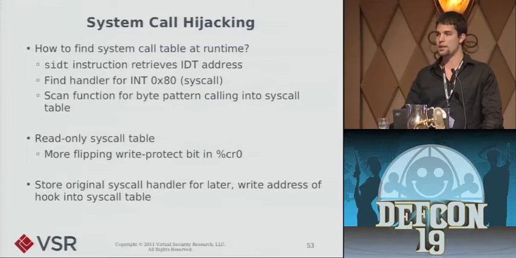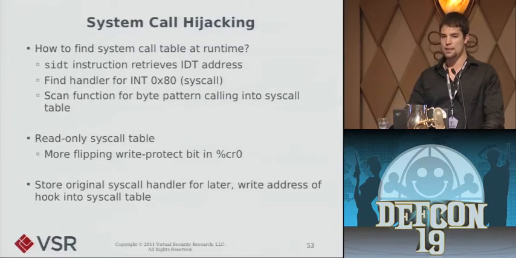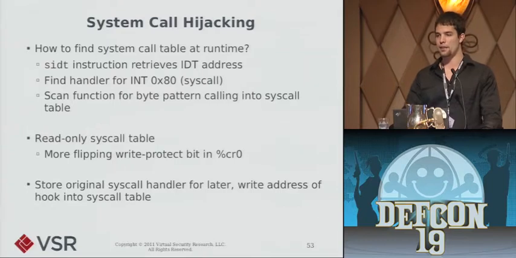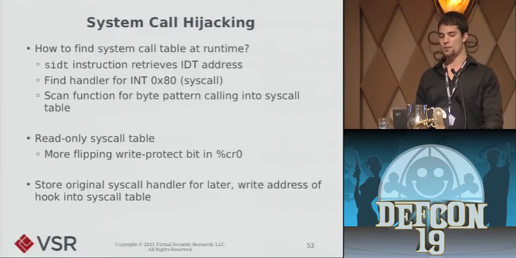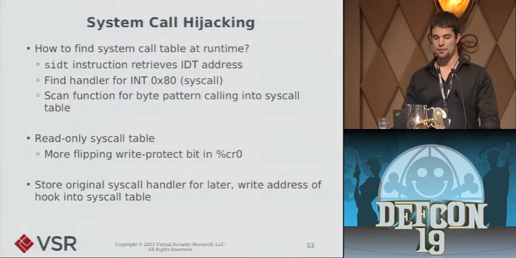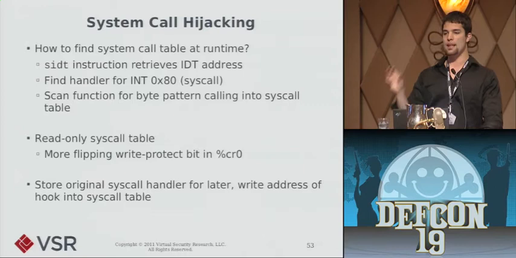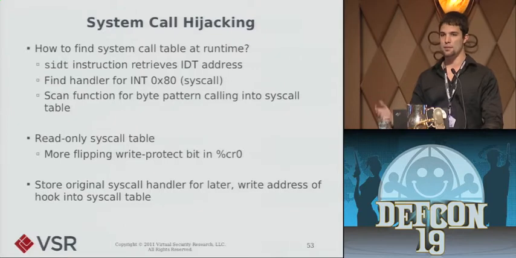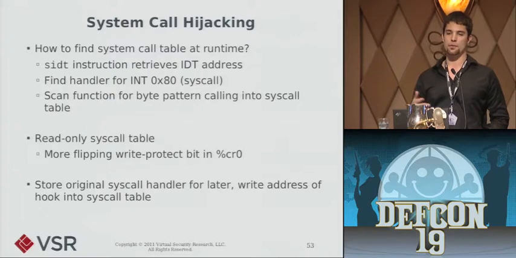How to do this has been done before. I find the system call table at runtime by issuing an SIDT instruction, which is an x86 instruction that finds the base address of the interrupt descriptor table. And I just index into this table and pull out the handler for int 0x80, which is the system call. That's the entry code for what happens when you make a system call. I scan this function for a byte pattern indicating it's making a call into another table, and this other table is the system call table. So now I know where the system call table is. The system call table is essentially a table of function pointers that represent handlers for what happens when you make a system call, like close or open, et cetera.